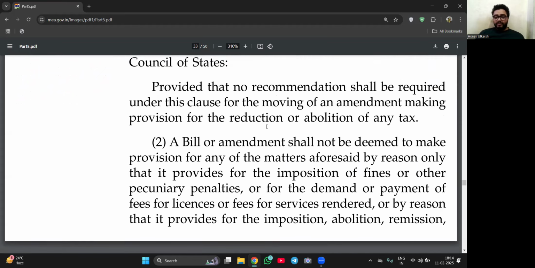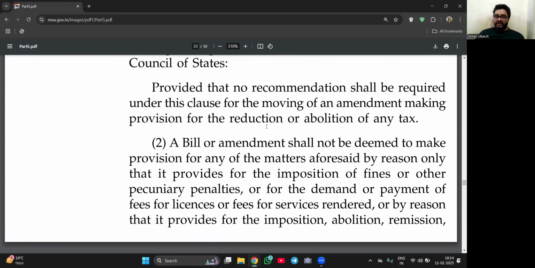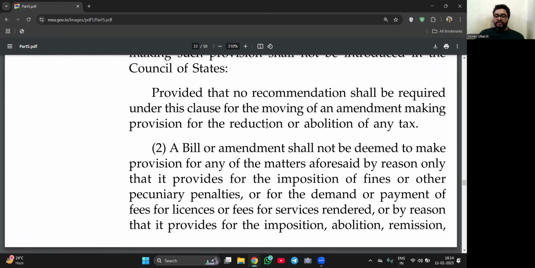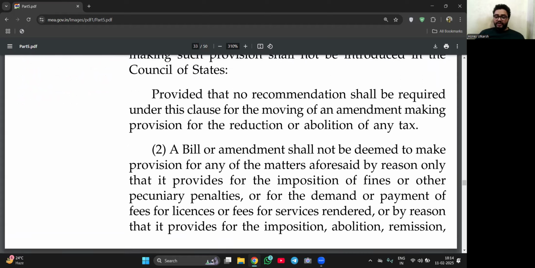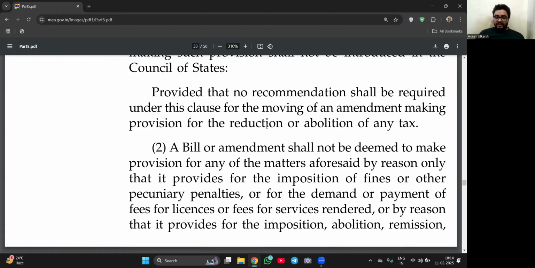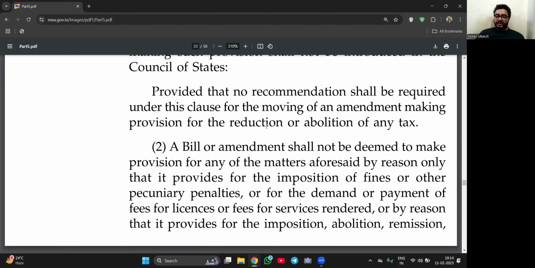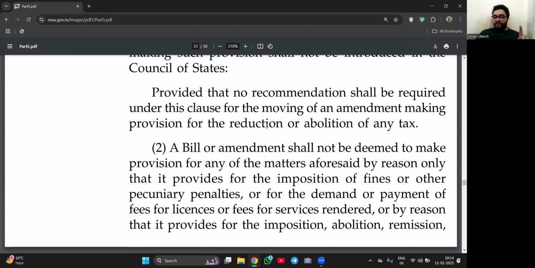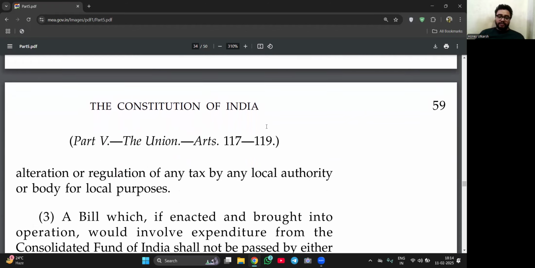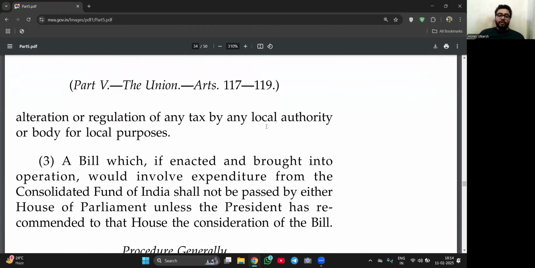Clause 2. A bill or amendment shall not be deemed to make provision for any of the matters aforesaid by reason only that it provides for the imposition of fines or other pecuniary penalties, or for the demand or payment of fees for licenses or fees for services rendered, or by reason that it provides for the imposition, abolition, remission, alteration, or regulation of any tax by any local authority or body for local purposes. Clause 3. A bill which, if enacted and brought into operation, would involve expenditure from the Consolidated Fund of India shall not be passed by either House of Parliament unless the President has recommended to that House the consideration of the bill.